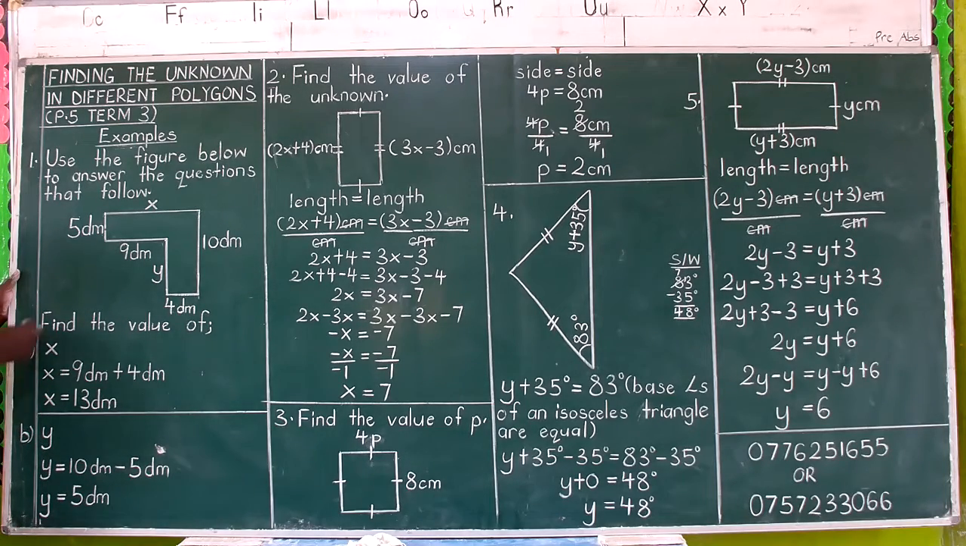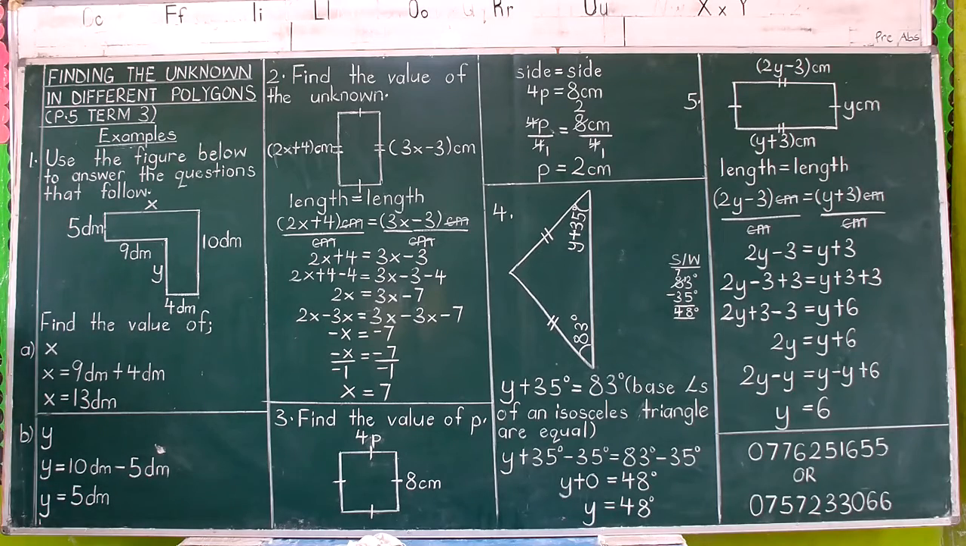For example, let's say find the value of x. I say x is a long horizontal line and add the horizontals, these short ones, to find the long one. So it is 9 decimeters plus 4 decimeters. So we go x equals 9 decimeters plus 4 decimeters, or x value then is 13 decimeters. So this is 13 now, and then you find the value of y as required in part B.